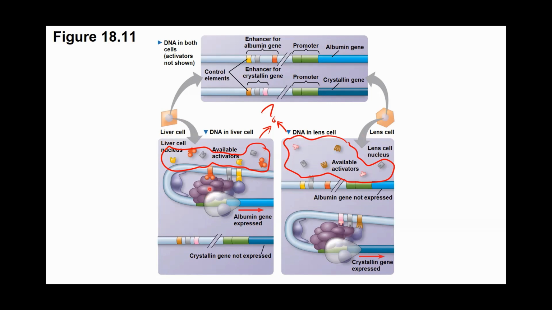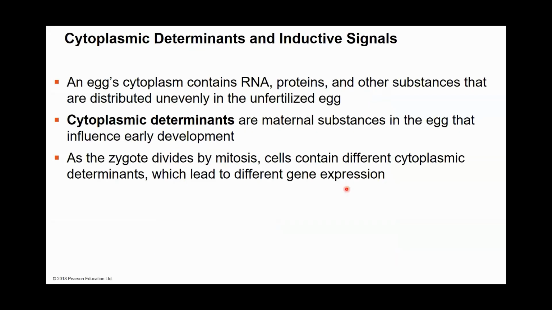So now we have a specialized liver cell with this structure, and it's specialized in making albumin. And now we have a differentiated lens cell looking like this, and it is specialized in making crystallin. So here we have a specific gene expression program, and here we have a different gene expression program. Now, in terms of how this gene expression program happens, it happens sequentially.